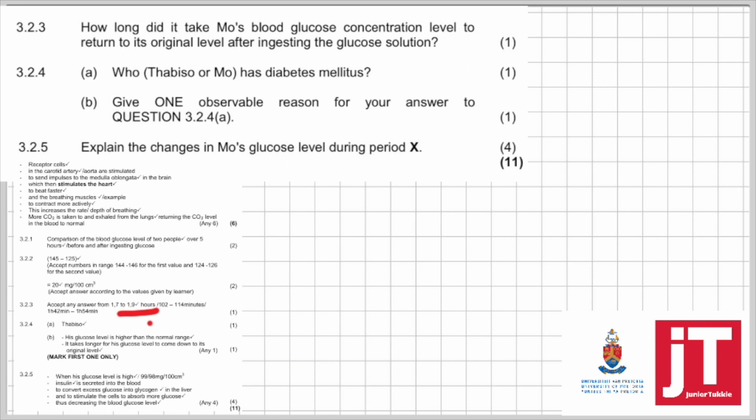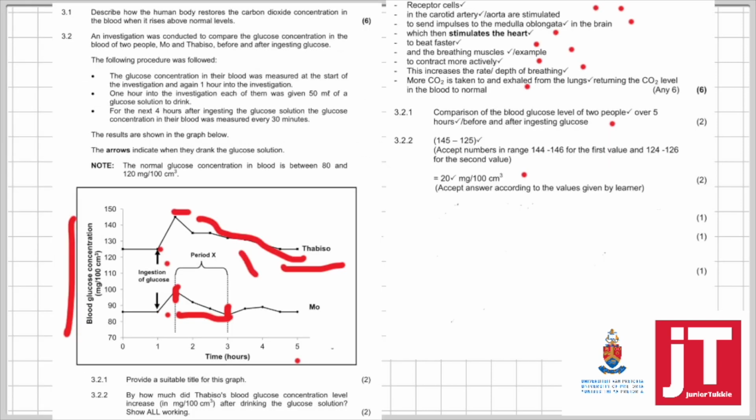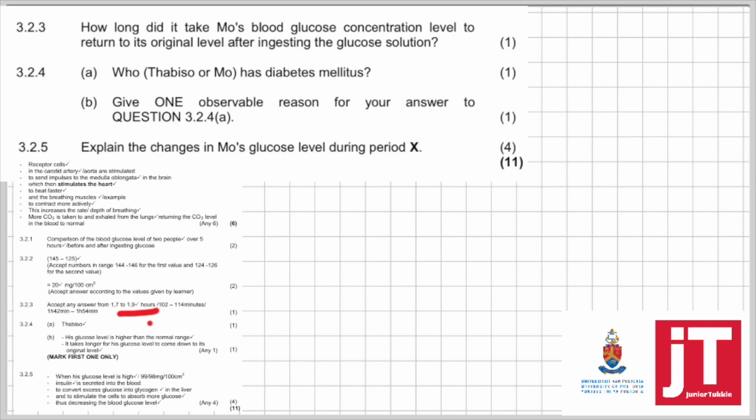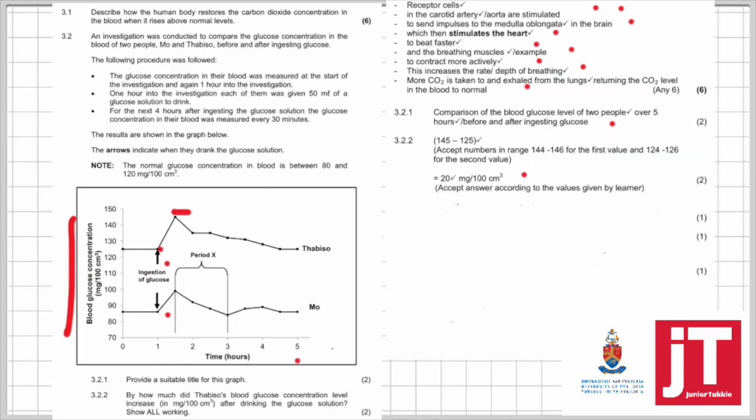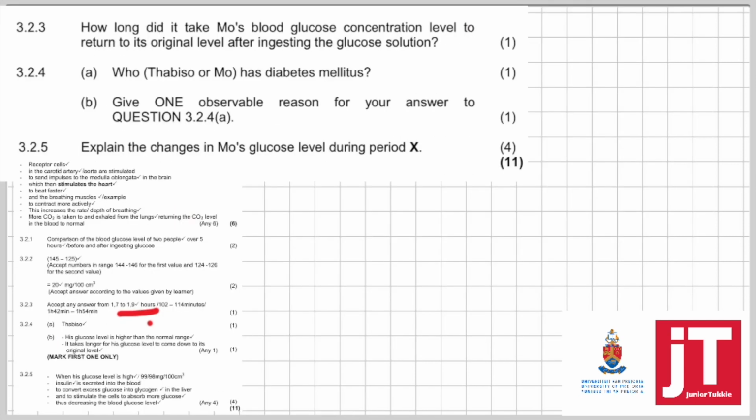Right. Then 3 to 5. Explain the changes in Mo's glucose level during period X. Period X. They want you to explain the changes in his glucose level. So can you see his glucose level is decreasing? Now why? When his glucose level is high, then obviously insulin is secreted. This will convert the excess glucose into glycogen and stimulate the cells to absorb more glucose, and that's what brings about the decrease in the blood glucose level.